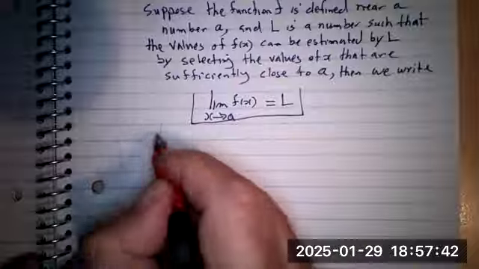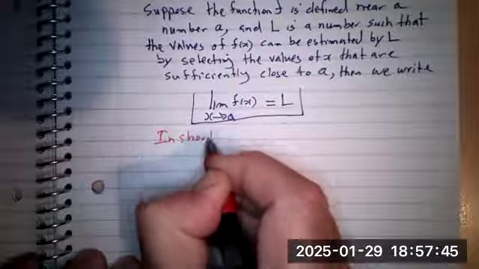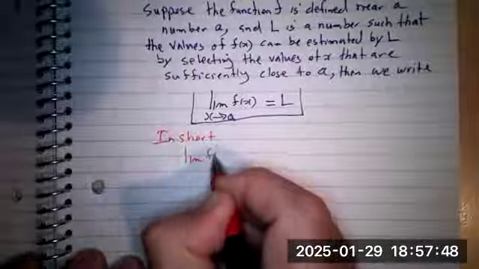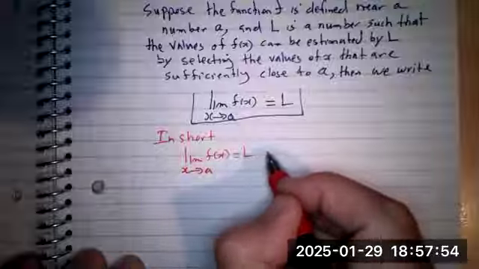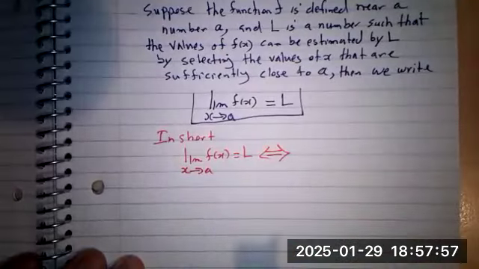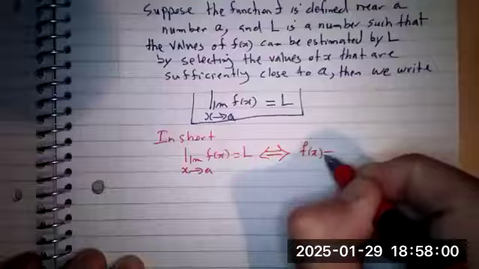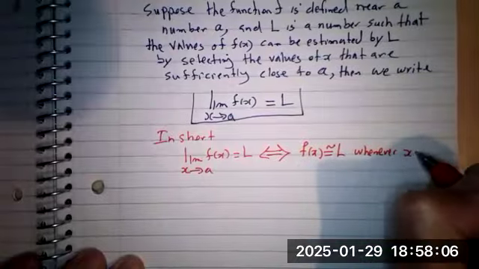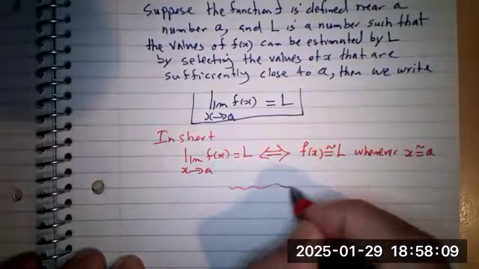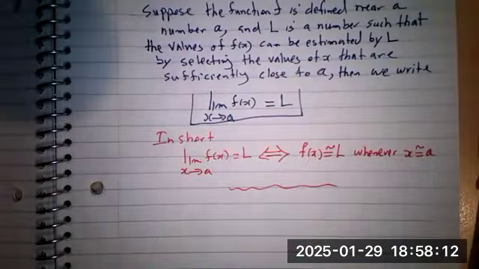So in short, the limit of f of x as x goes to a is L if and only if the values of f of x can be approximately L whenever the values of x are approximately a. So that gives you the limit of the function. This is very informal. We can make it more abstract, but we'll do that later on. I just want to give you an idea first.